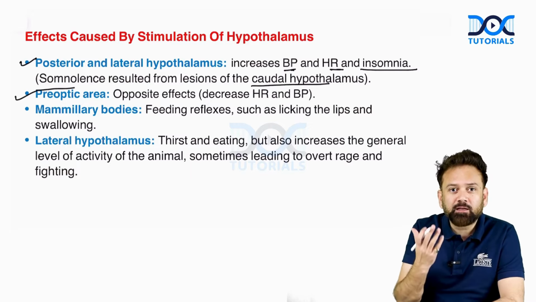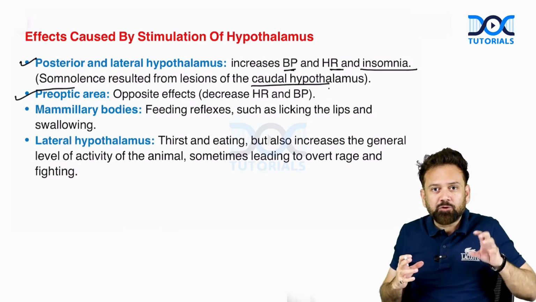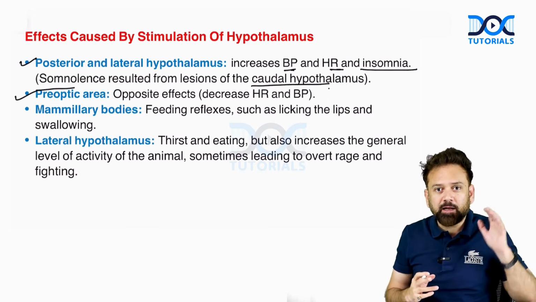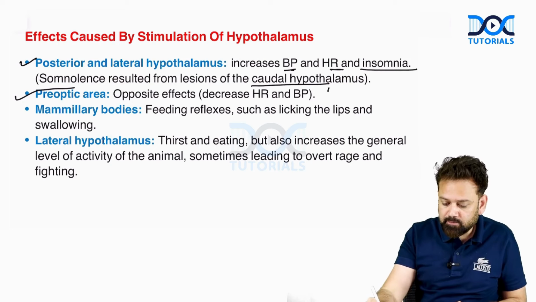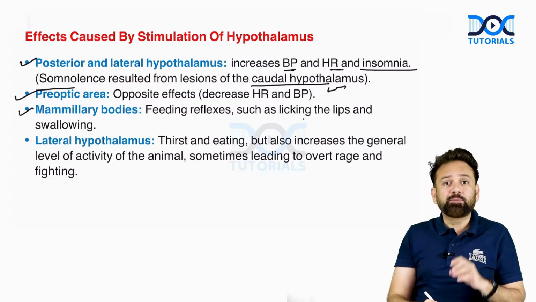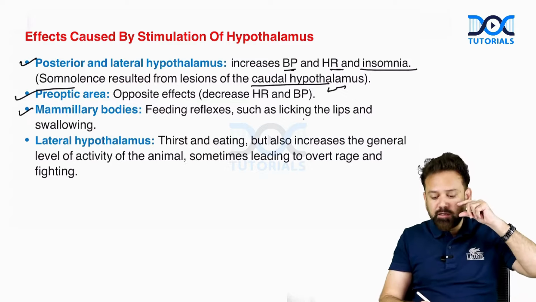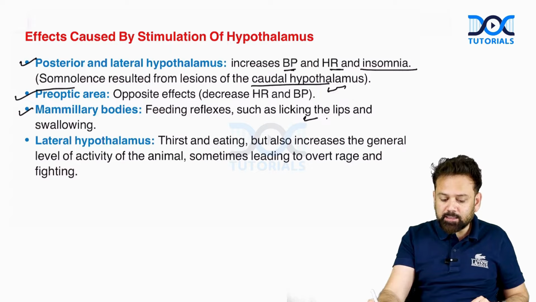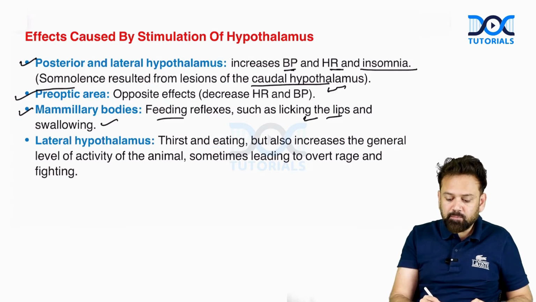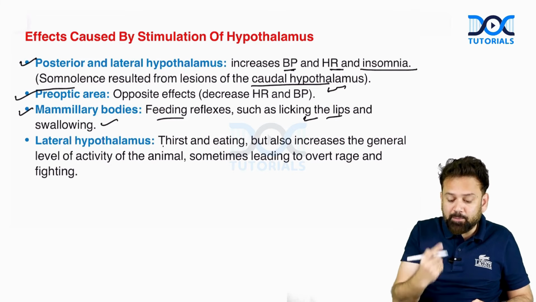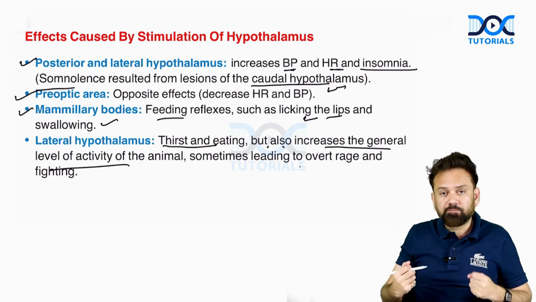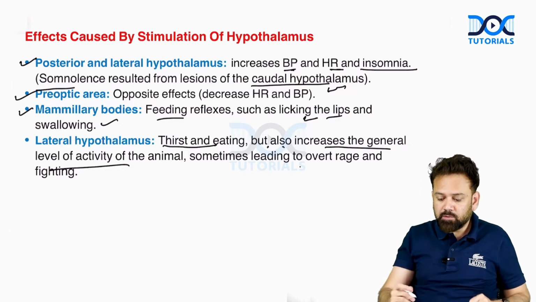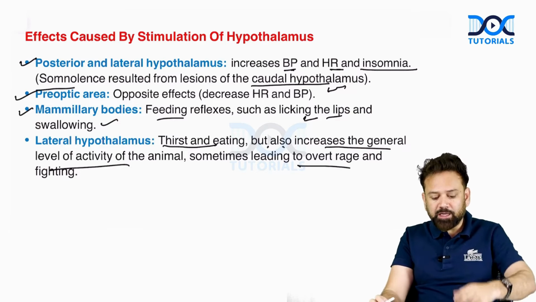Insomnia is due to this, and somnolence results from lesion of caudal hypothalamus. Preoptic is the opposite area. Posterior and lateral, if you stimulate, BP high, heart rate high. Preoptic, if you stimulate, opposite: BP will be less, heart rate will be less. If you stimulate mammillary body, lips start moving, licking the lips, swallowing, feeding reflex. If we stimulate lateral hypothalamus, thirst and eating, but also increase general level of activity, so when we are hungry, we are active. Sometimes it can cause overt rage and fighting.